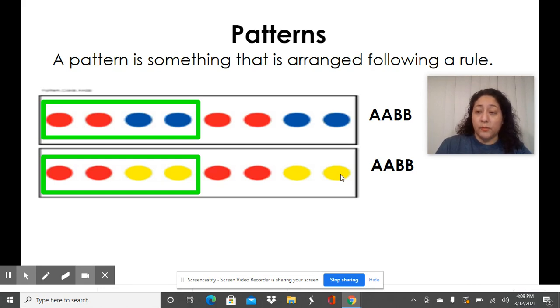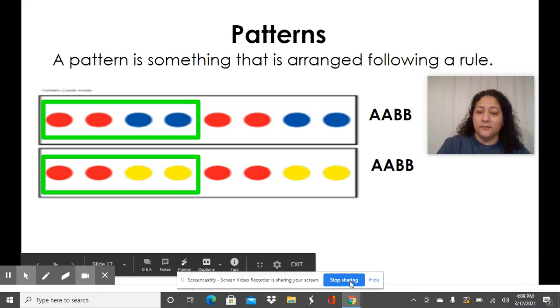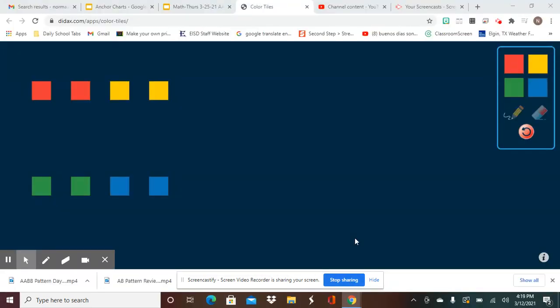Okay, so that's what we're going to be reviewing again, the AABB pattern, and then we're going to do an activity, and then I'm going to show you your homework, okay? Let's get started. Okay, boys and girls, so now we're going to practice doing our AABB patterns.